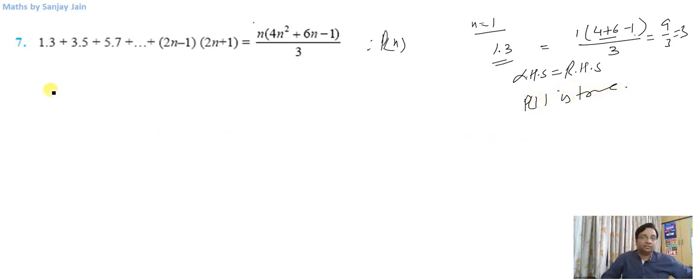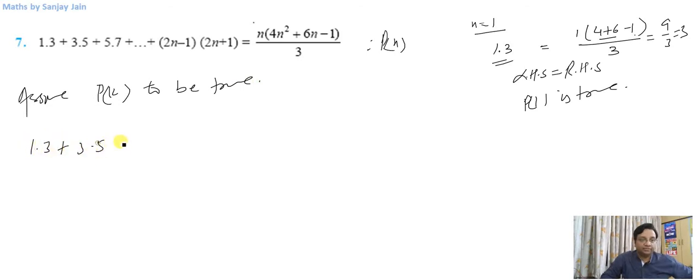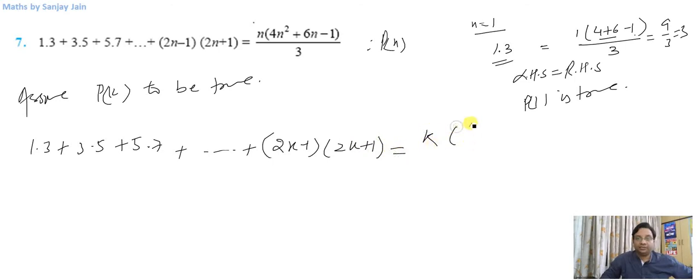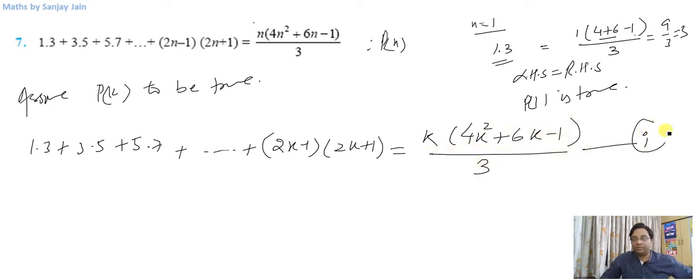Now I'll assume P(k) to be true. That means 1 into 3 plus 3 into 5 plus 5 into 7 plus up to (2k minus 1) into (2k plus 1) is equal to k into (4k squared plus 6k minus 1) divided by 3. Now this is my first equation, which I obtained from this assumption that P(k) is true. Now I want to prove P(k plus 1) to be true.